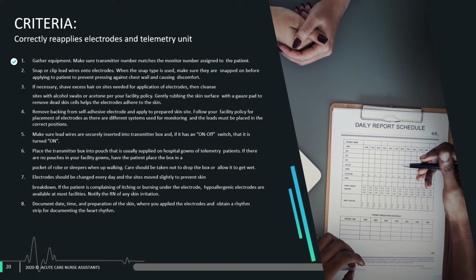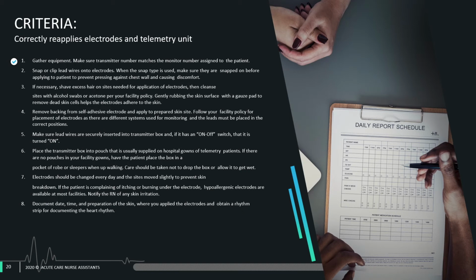Gently rubbing the skin surface with a gauze pad to remove dead skin cells helps the electrodes adhere to the skin. Remove backing from the self-adhesive electrode and apply to the prepared skin site. Follow your facility policy for placement of electrodes, as there are different systems used for monitoring, and the leads must be placed in the correct positions.